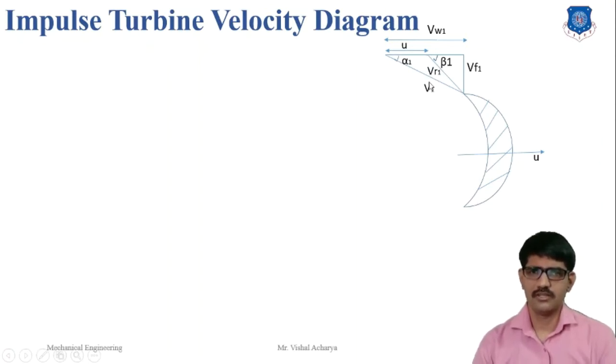Here is the change of direction of the momentum, so the rate of change of momentum. In the outlet velocity diagram, the relative velocity is Vr2 and the absolute velocity of the jet is V2. The blade angle is beta 2 and the nozzle angle for the outlet side is alpha 2. The components of V2 are Vw2 and Vf2. This is the inlet and outlet diagram of the impulse turbine.